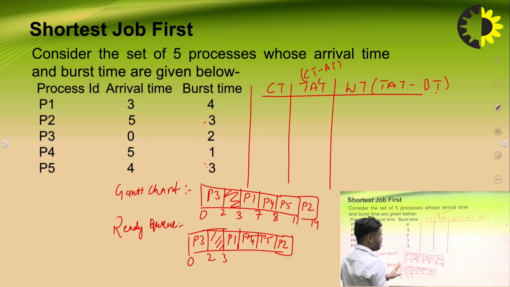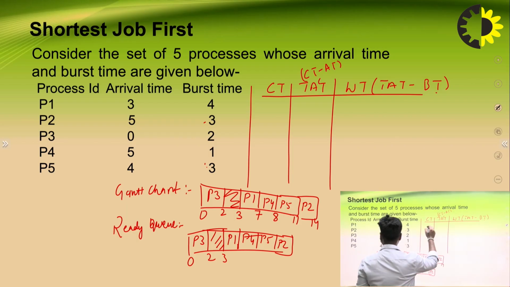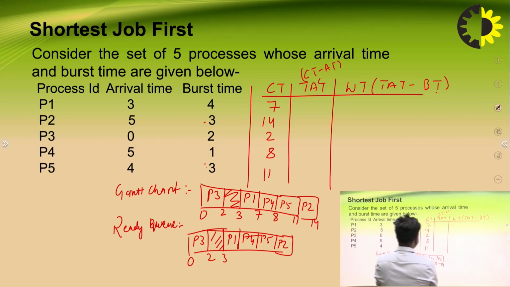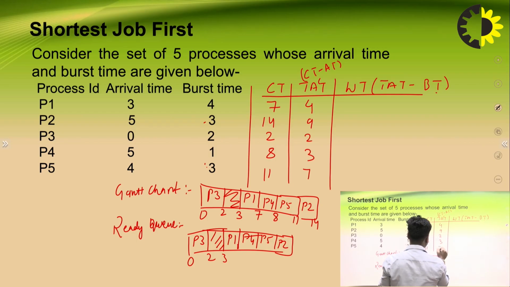Okay, this is the Gantt chart. Now completion time of P1 is 7, P2 is 14, P3 is 2, P4 is 8, and P5 is 11. Okay, so TAT is CT minus AT: 7 minus 3, 4; 14 minus 5, 9; 2 minus 0, 2; 8 minus 5, 3; 11 minus 4, 7.